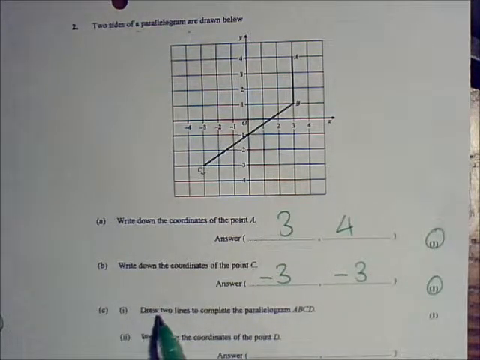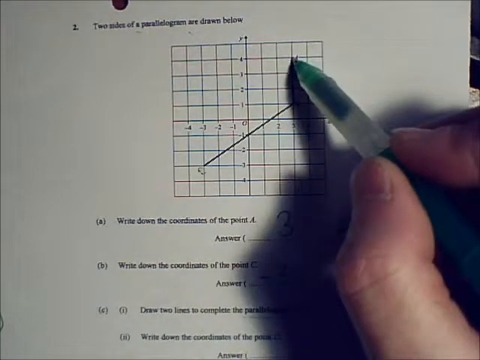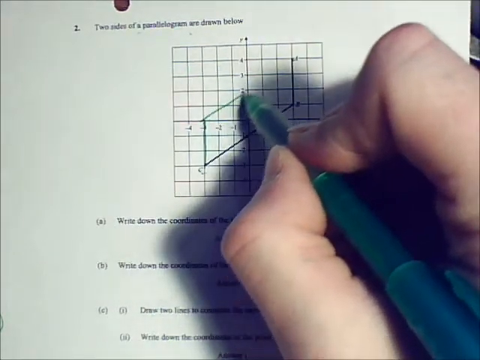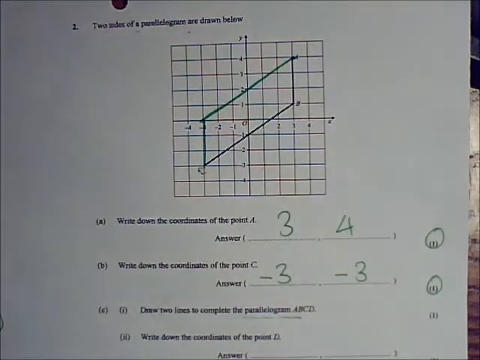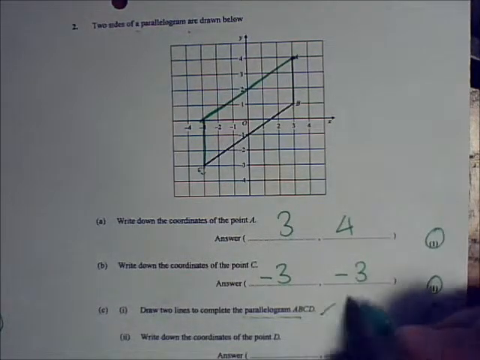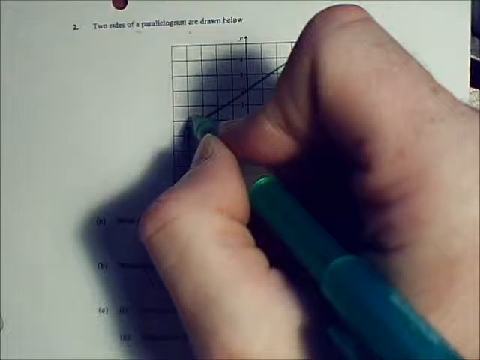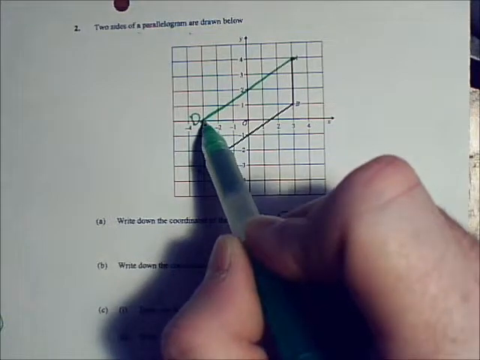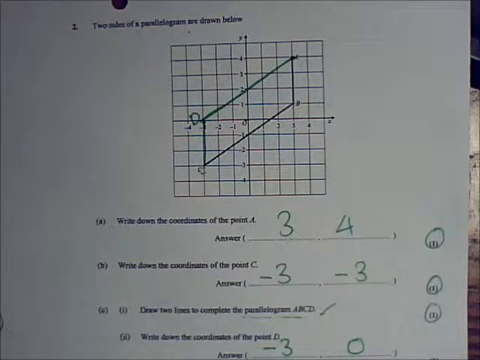Part C, draw 2 lines to complete the parallelogram. So this is the start of our parallelogram. We know, because we've seen in question 1, a parallelogram is a pushed over rectangle, using a ruler and a pencil. 2 lines should look like that. 1 mark for correctly drawing the parallelogram, and you need to write down the coordinates of point D. So D is this one, the missing point. How do we get there? We need to go back 3, and we don't go up or down at all. So it's back 3, and the y coordinate is 0.